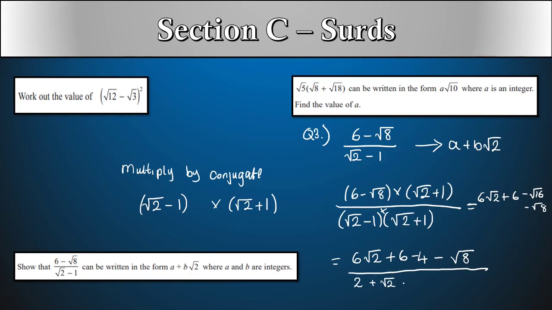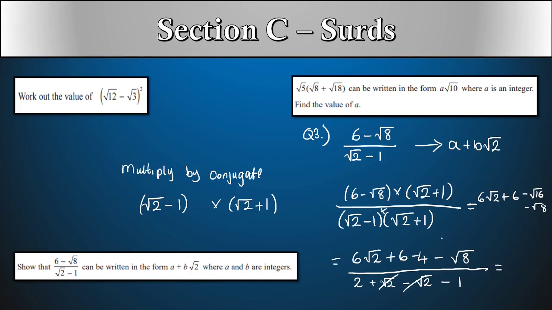Minus 1 times root 2 is minus root 2. And then finally, minus 1 times positive 1 is minus 1. So all I need to actually do here is start simplifying. In the denominator, this root 2 will cancel with the minus root 2. So my denominator will just cancel to be 1, because 2 minus 1 is 1.